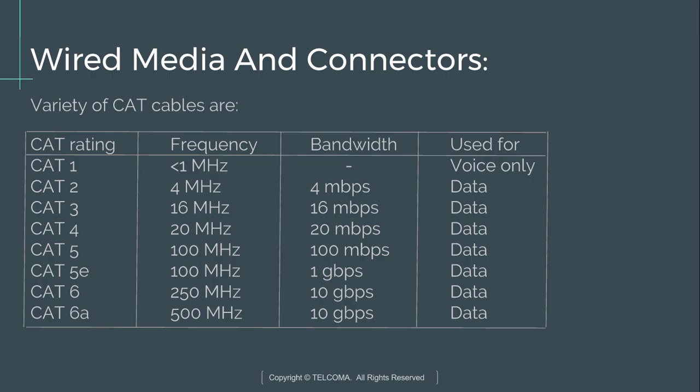Then category 6A cable has a 500 megahertz frequency and a bandwidth of 10 gigabits per second, and it transmits data over the cables. So these are the category cables commonly used in networks.